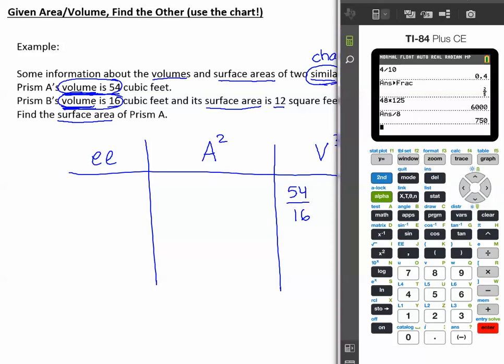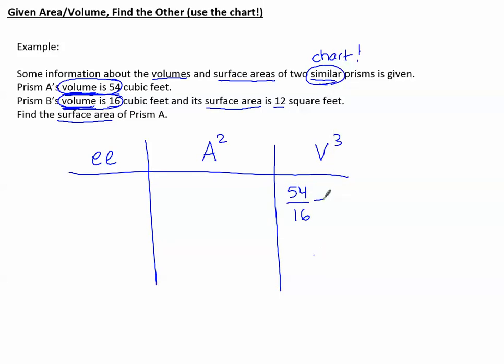Going to my calculator, I'm going to type 54 divided by 16, and right away I can do math, frac, enter, 27 over 8. So this equals 27 over 8. Now as soon as I have this reduced ratio, I always go back to the EE column. Remember, the EE is where we start. Can't do anything until we have the ratio for the EE. So I go from here all the way back to here.